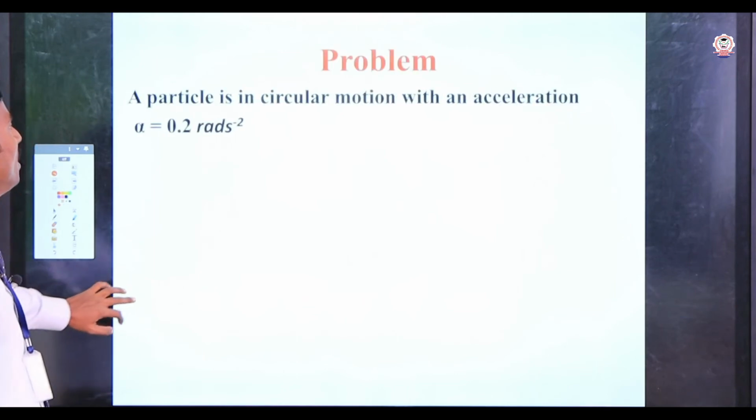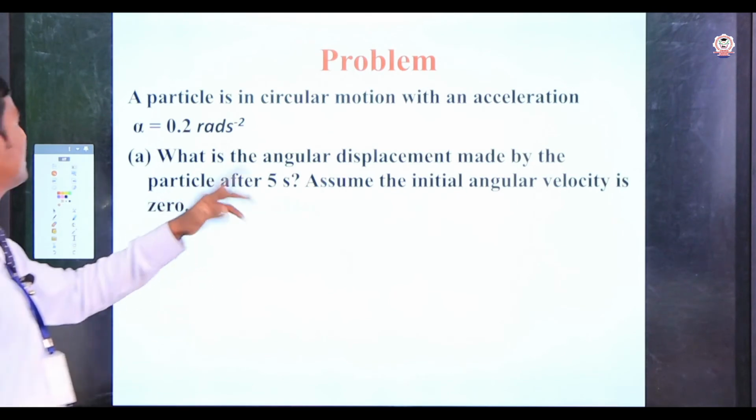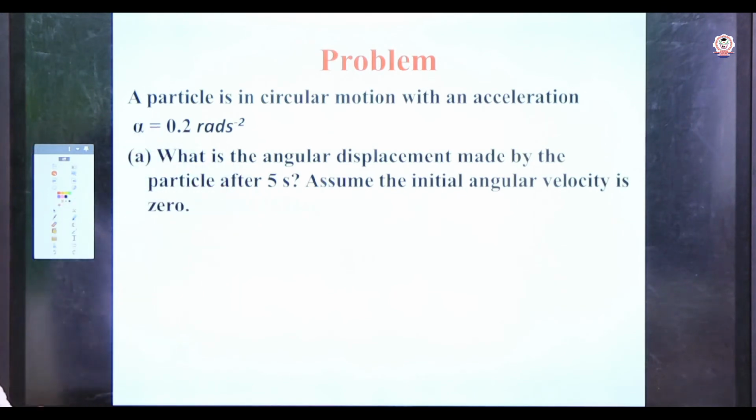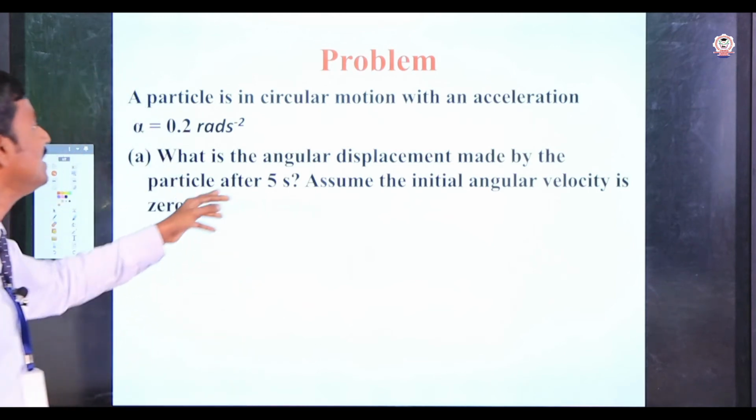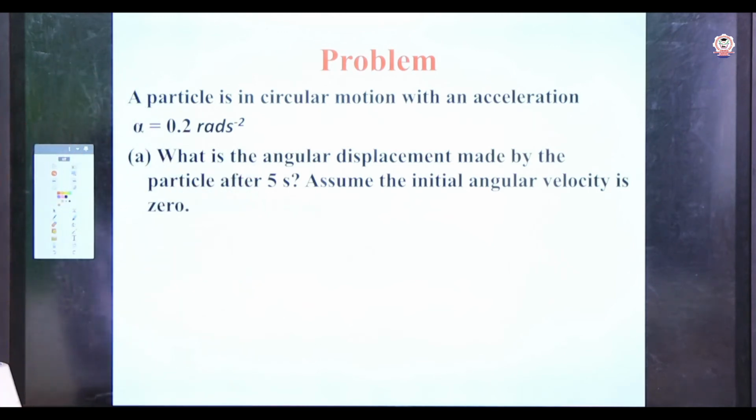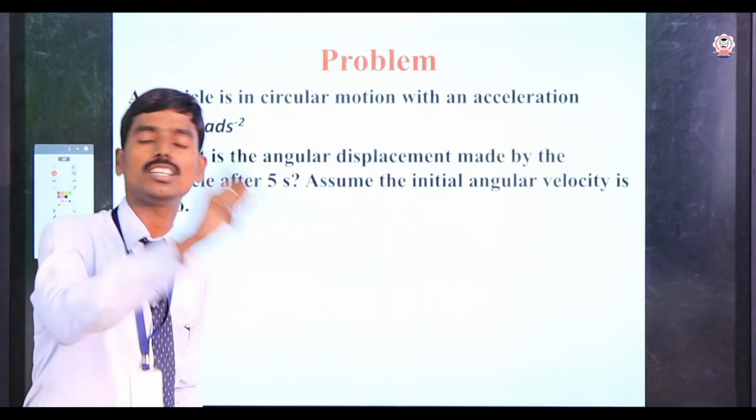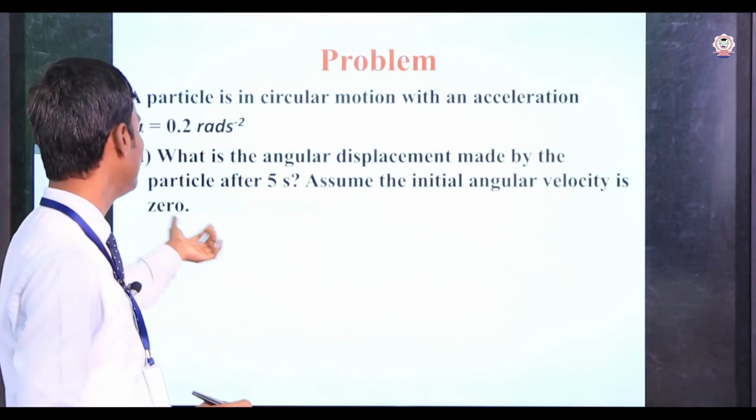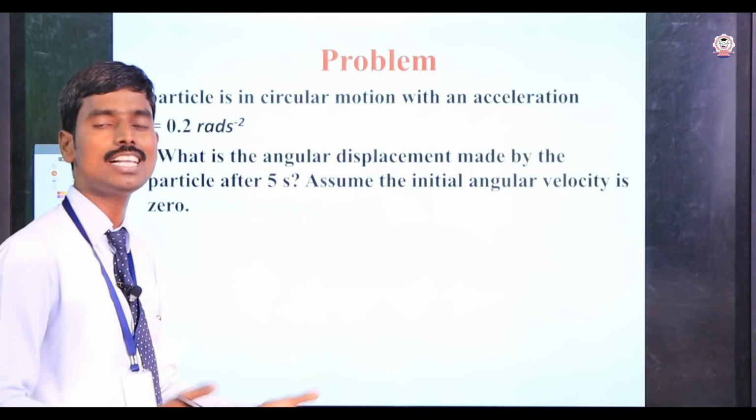The next problem: a particle in circular motion with an angular acceleration alpha equal to 0.2 radian second power minus 2. The question asks, what is the angular displacement made by the particle after 5 seconds? Assume that the initial angular velocity omega naught equal to 0, because initial velocity is 0.